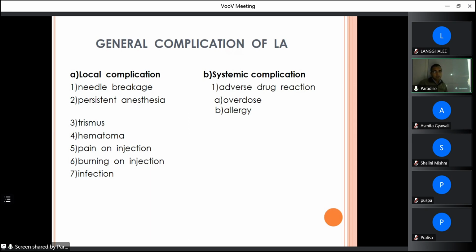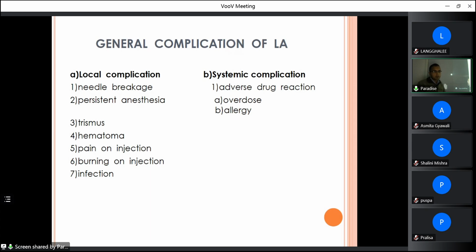If the hematoma is large, there is a huge accumulation of blood. In that condition, you have to drain the hematoma. You can't leave it as it is, because in case of large hematoma, it may lead to calcification, and it will lead to hard swelling. So you have to drain the hematoma if it's large.